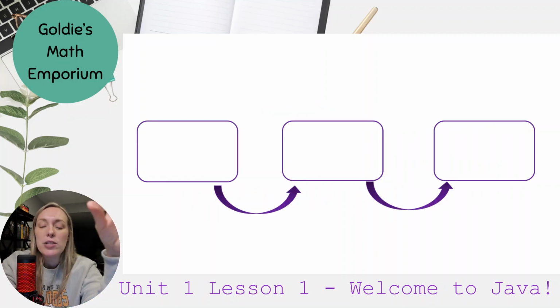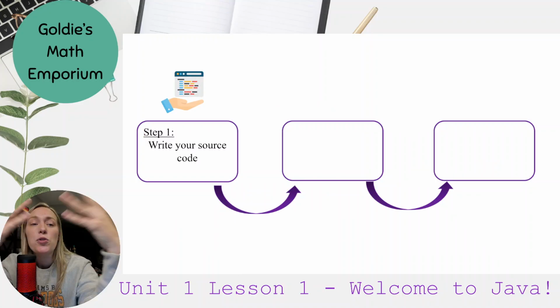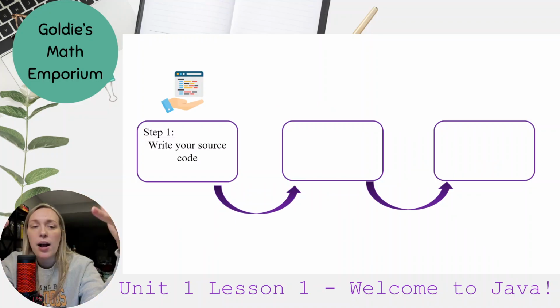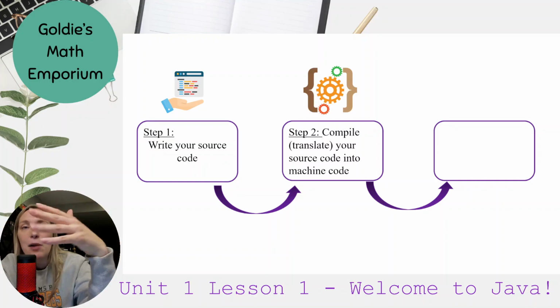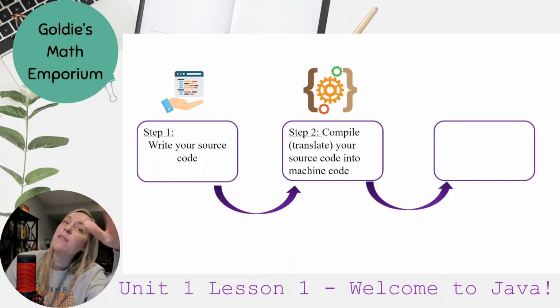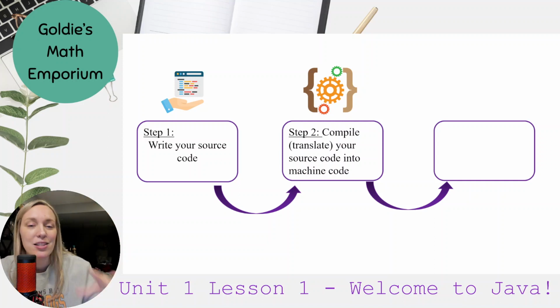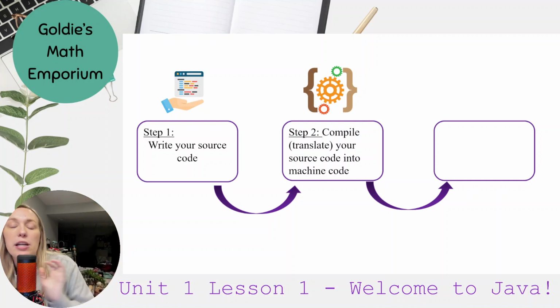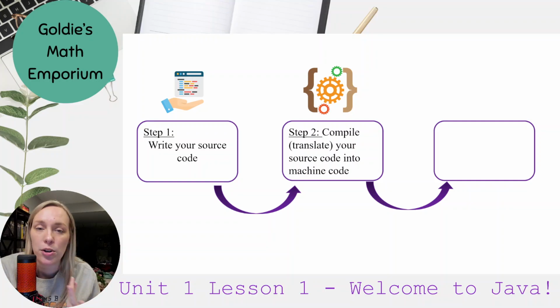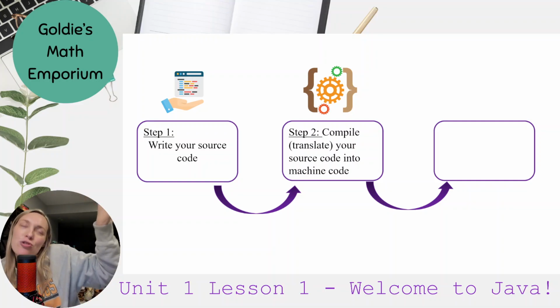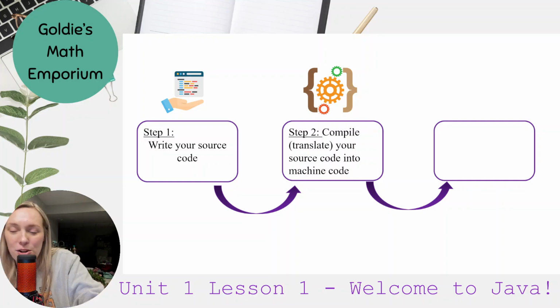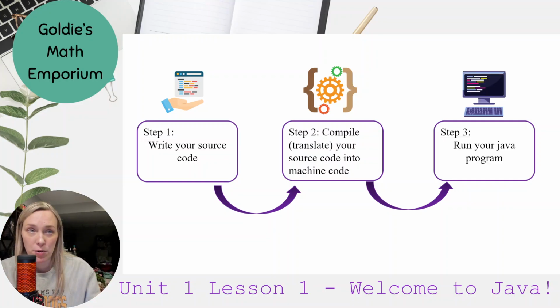Okay? So here's kind of that process. You are going to write your source code in the Java programming language. Then the next step, when you actually go to run your program, is what's called compile, and that's translating your source code into machine code, into language that the computer can understand. There's a lot of nuance that goes into that step, but we're not going to get directly into that in this course. Just know, basically, you're translating source code into machine code, and then you can run your Java program.